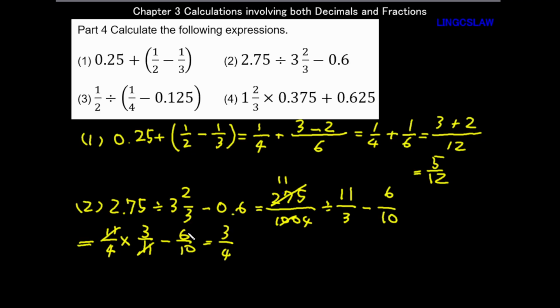3 over 10 minus 3 over 5, and let's make the denominator common. 3 times 5 equals 15, minus 4 times 3 equals 12. So the numerator is 3. The denominator is 20. Alright, number 3.